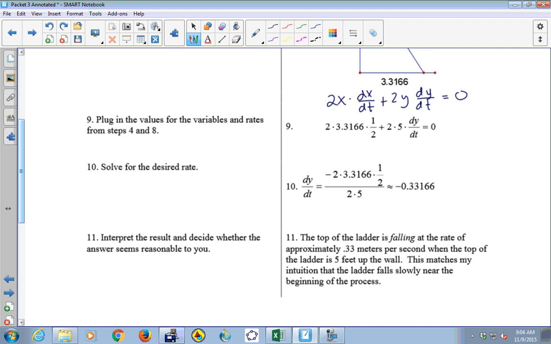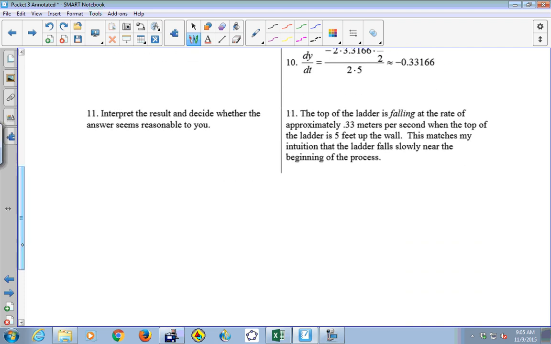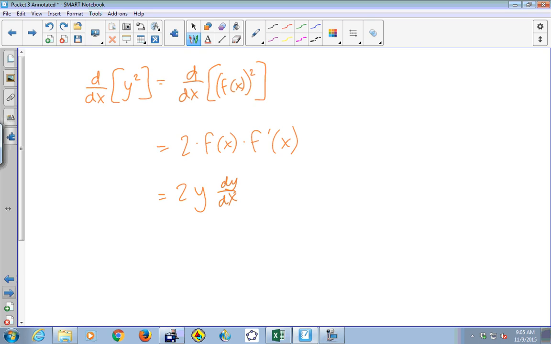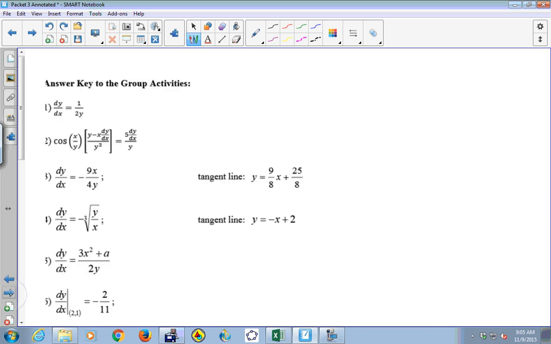Think about the sign. Does it make sense that dy/dt came out negative? Yeah, because the ladder is falling down the wall, that distance y is decreasing. So it should make sense that the derivative is negative. So you can have this little example problem with you while you're working on your related rates quiz and your next test.